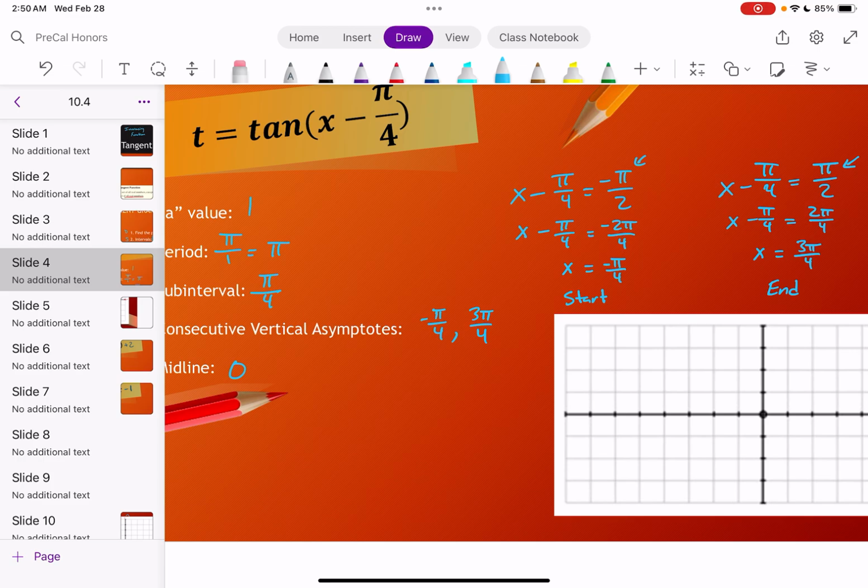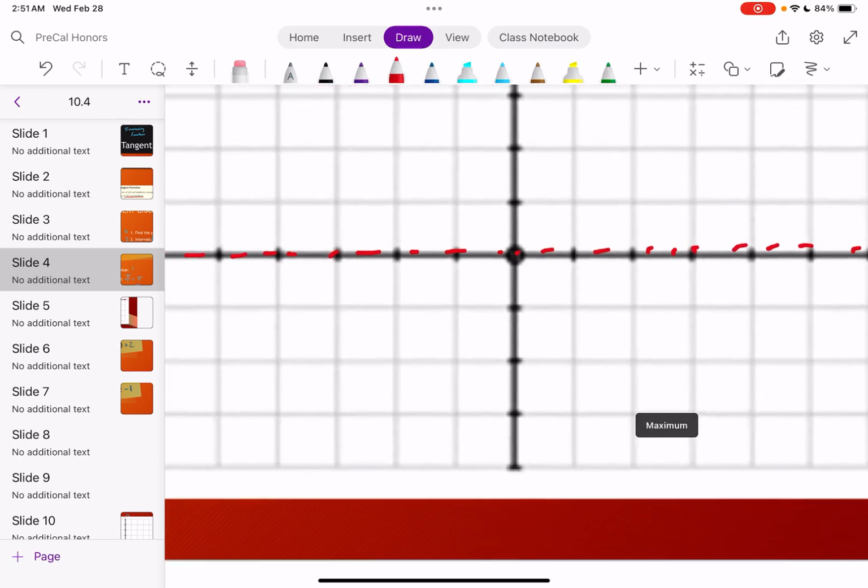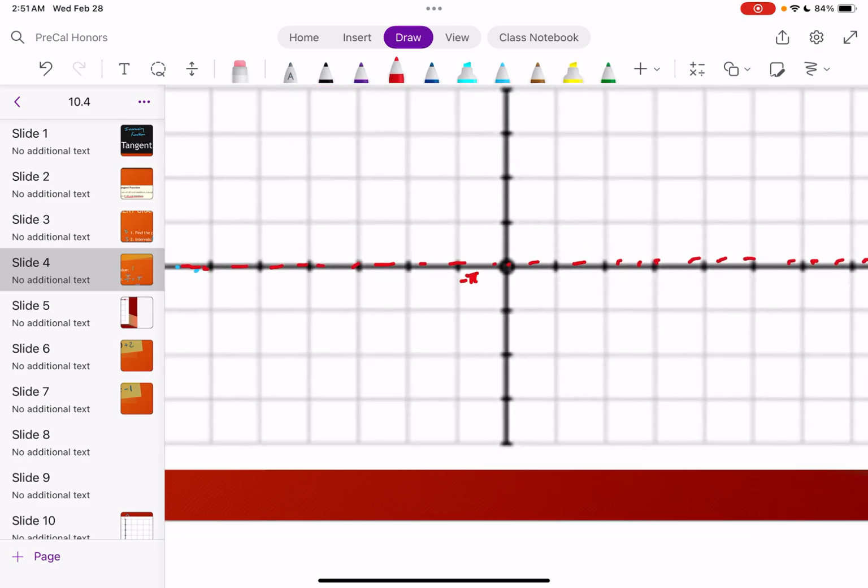First thing we're going to do when graphing, we're going to take a look at the midline. Our midline in this case is going to be 0. So we're going to draw our dotted line going across the x-axis. Since we're going to start at negative pi over 4, we're going to mark that off. Negative pi over 4, 0, pi over 4, 2 pi over 4, and 3 pi over 4.